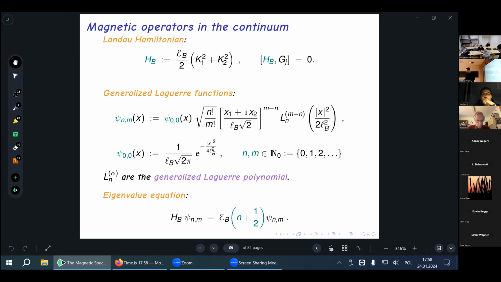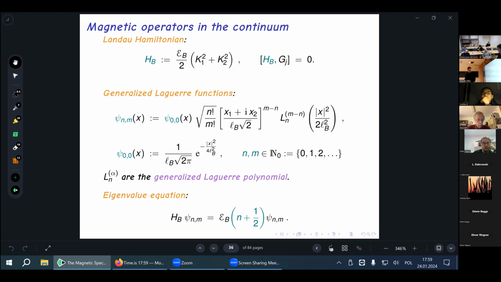I have a question. In this eigenvalue equation, you have this multiplicity n+1/2, suggesting that this must have something to do with the quantum harmonic oscillator. Indeed. But is this the Hamiltonian? We will see this in some next slide, but in some sense, the Landau Hamiltonian is just half of the harmonic oscillator in dimension 2. Remember that we are in R2. Yes, in some sense, the Landau Hamiltonian is just half of the harmonic oscillator.